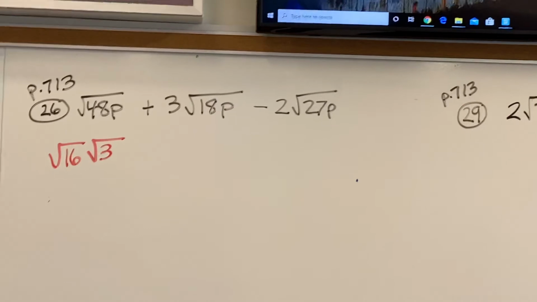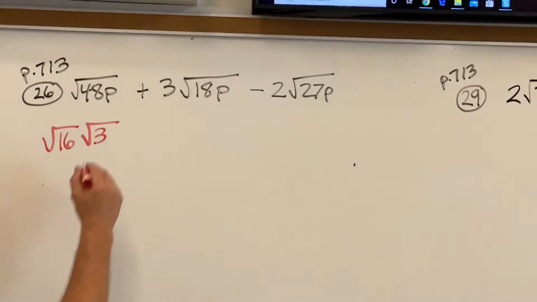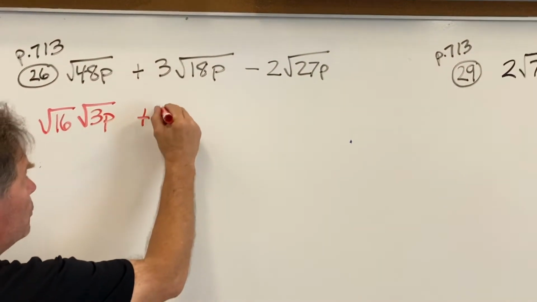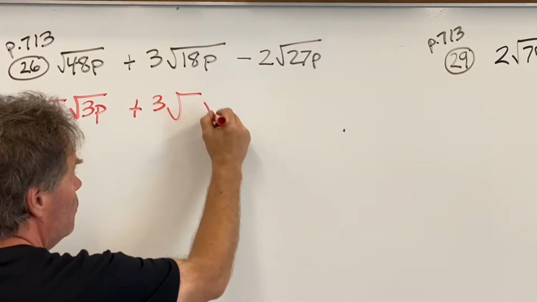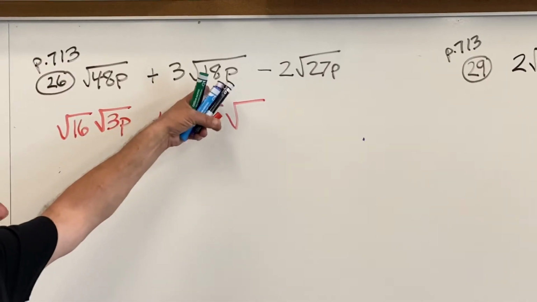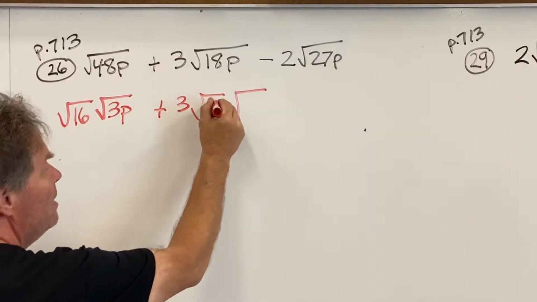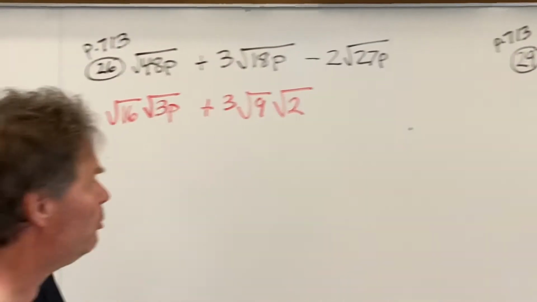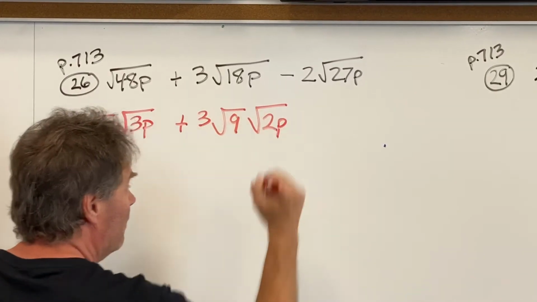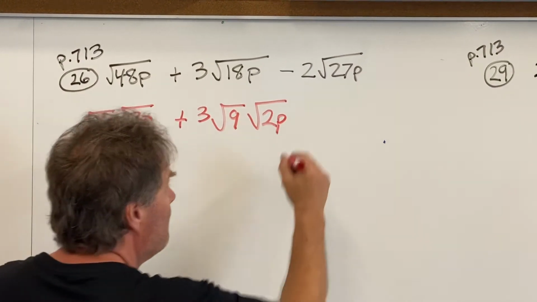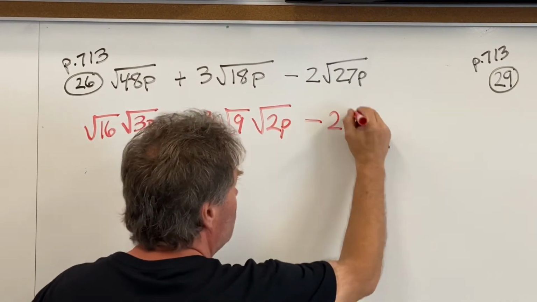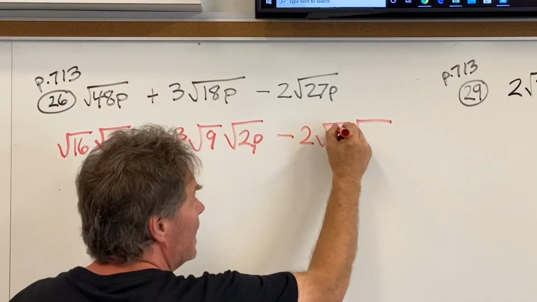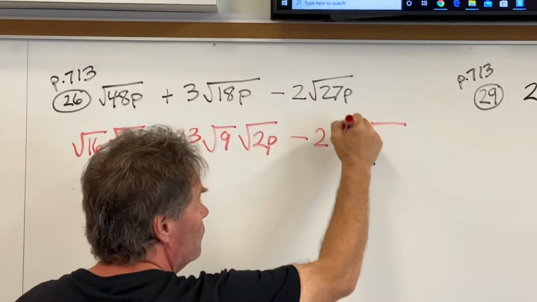Square root of P. What's pretty about P? Nothing. It's flat out ugly. So it gets P, right? Plus 3 times root pretty, root ugly, okay? What's pretty about 18? It's gonna be 9. What's ugly? 2. What's pretty about P? Kind of like my brother. Ain't nothing pretty about it at all. Flat out ugly, okay? Minus 2 root pretty, root ugly, okay? Root 27, 9 is the prettiest number that goes into 27.